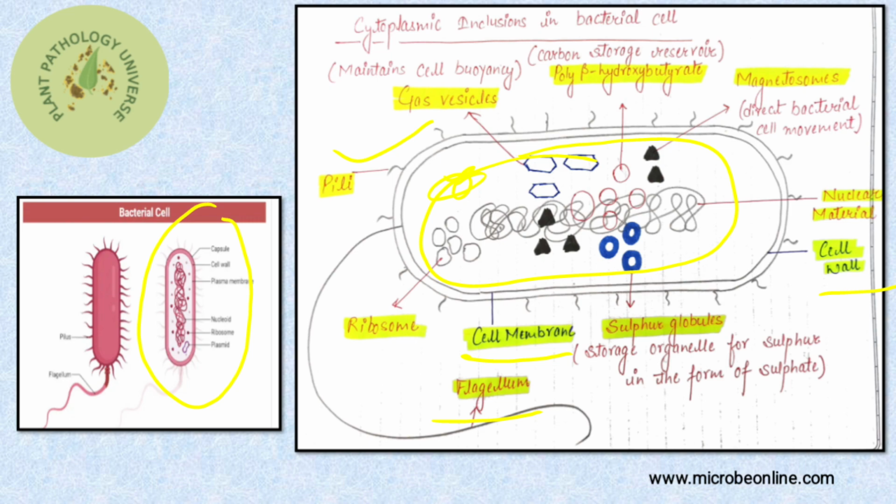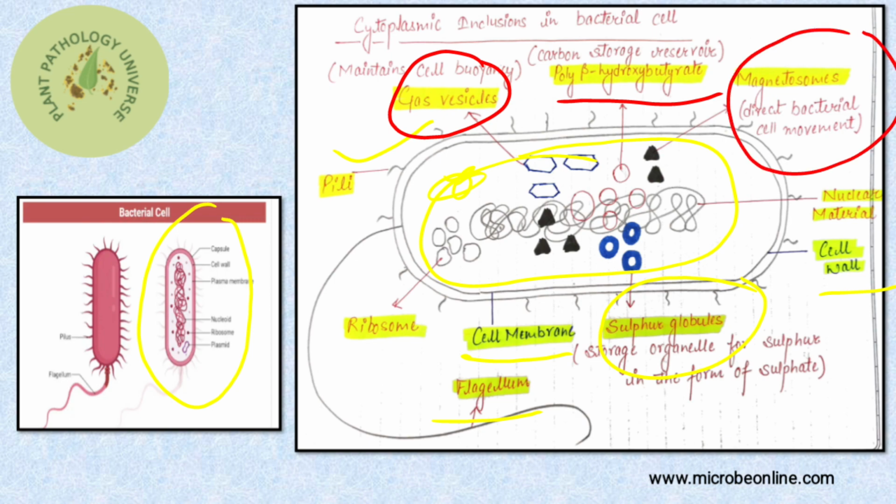Now this protoplast consists of sulfur granules, which are storage granules for storing sulfur. Then next we have gas vesicles, which generally help in maintaining cell buoyancy. Then we have another component, polybeta hydroxybutyrate, which is a carbon storage reservoir. And finally we have magnetosomes, which generally help in cell movement, right?